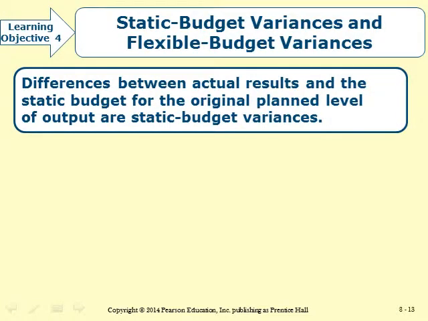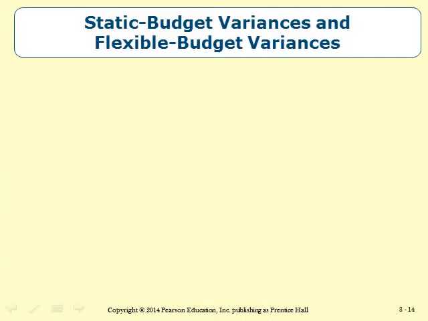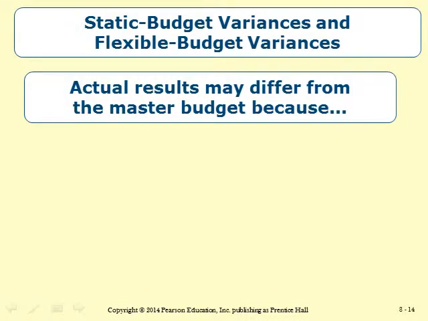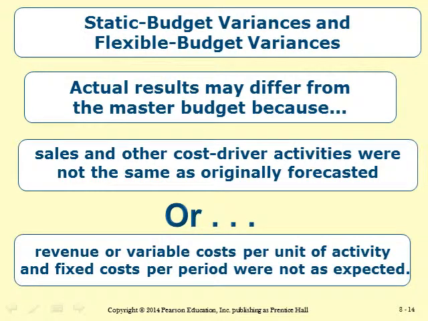Differences between actual results and the static budget for the original planned level of output are static budget variances. Differences between actual results and the flexible budget for the actual level of output achieved are flexible budget variances. Flexible budget variances reflect how actual results deviate from what was expected given the achieved level of activity. The flexible budget approach says, give me my achieved activity level and I will provide a budget tailored to that particular level. Actual results might differ from the static budget because actual output levels were not the same as the static budget, or actual revenues and costs differed from those in the flexible budget for the actual level of output achieved.